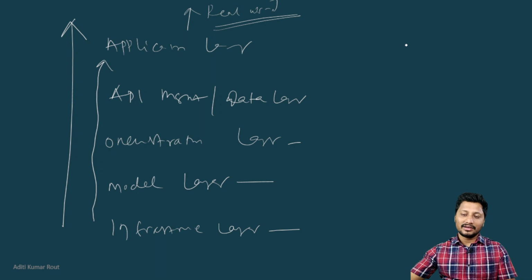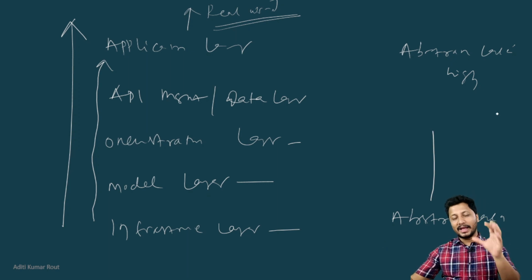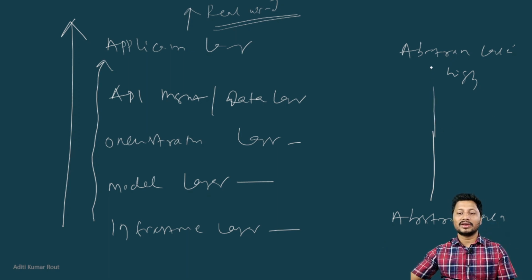And I can say the abstraction level is high here, and abstraction level is low here. Low. Because whatever we are building, gradually we are encapsulating into some package, and we are delivering it for our real world use, right?